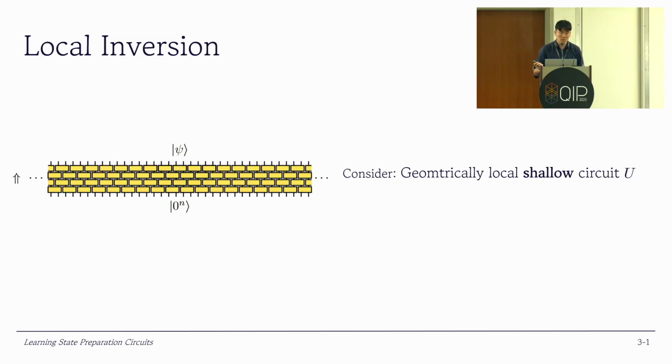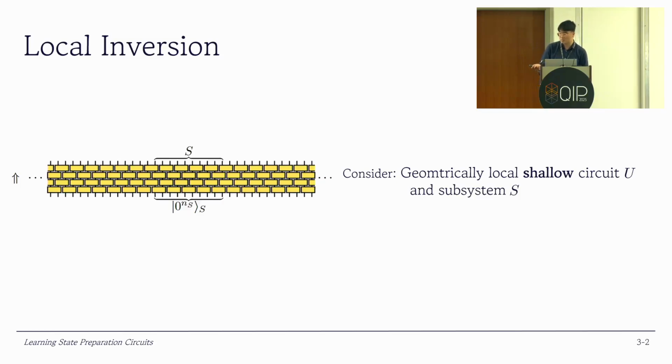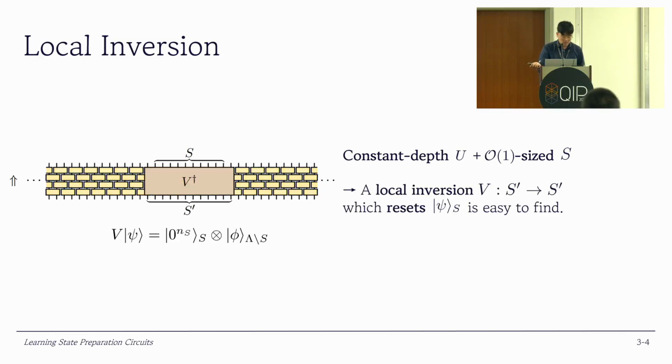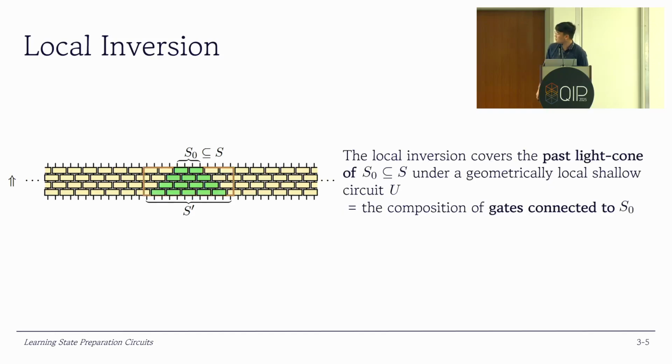What does this mean? Well, a local inversion, we can consider it like this. Consider some geometrically local shallow circuit and some subsystem S, like so. Then, considering the constant depth of that U and the constant size of that subsystem, one can consider a local inversion, calling it V, which resets the reduced density matrix of the subsystem, and that's how it is easy to find, because it's a constant size subsystem with a constant depth circuit underlying it.